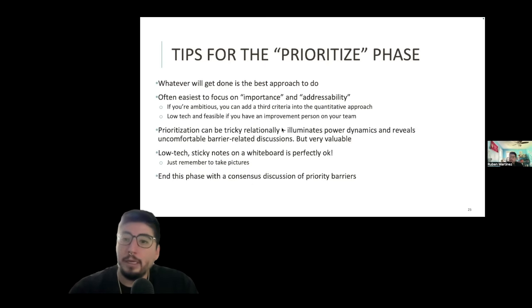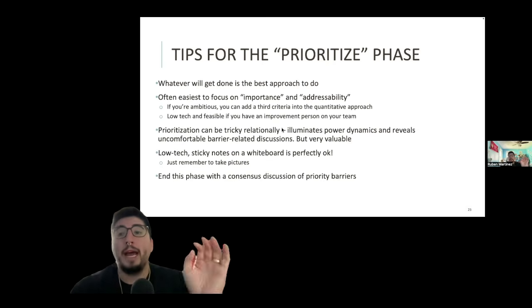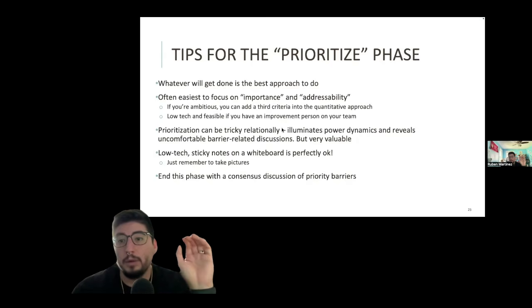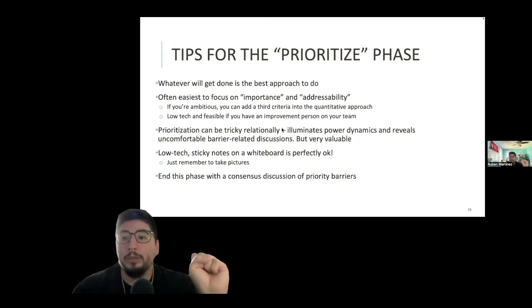And finally, it's important to end this phase with a consensus discussion of priority barriers. So then what are our high priority barriers? That top right quadrant is meant to be a consensus, right? And so we really want to get to a cohesive understanding of what our high priority barriers are.